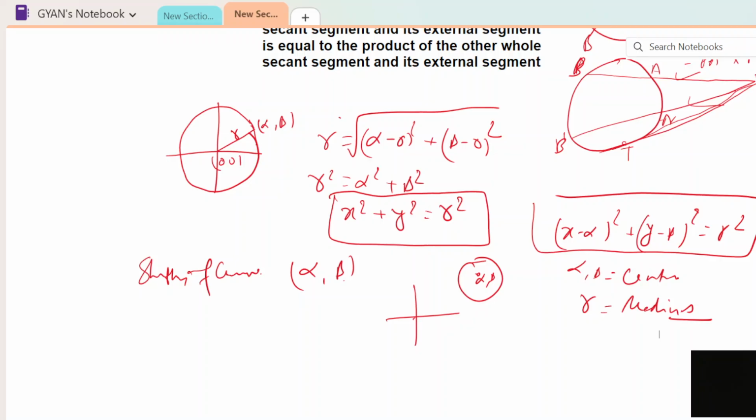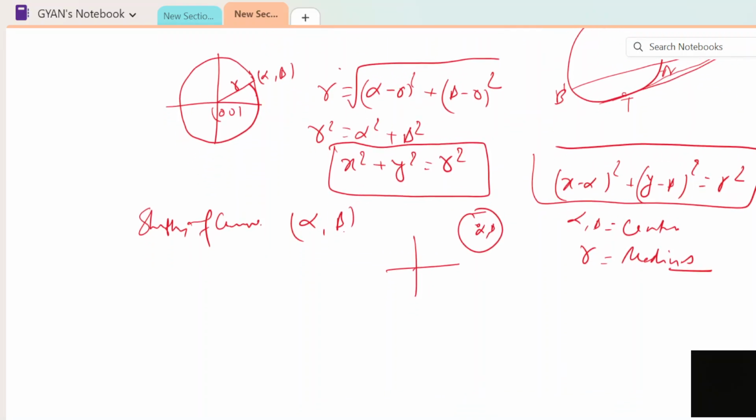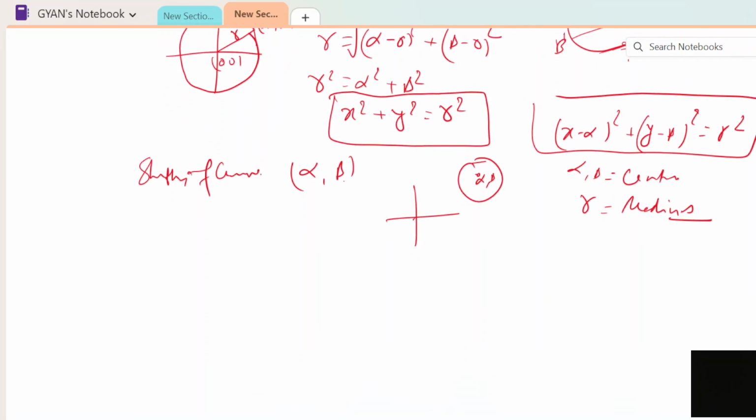Now come to the third formula. The third formula is, suppose this is the diameter, and this is alpha beta, x1 y1, and this is x2 y2.